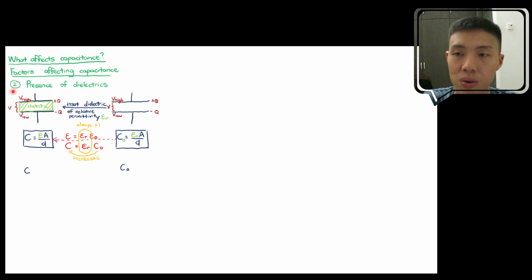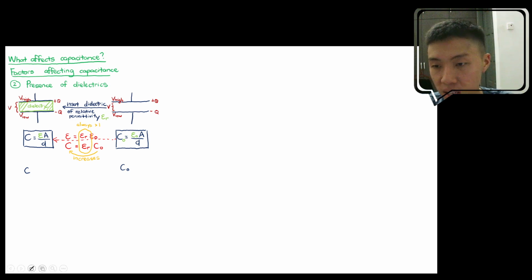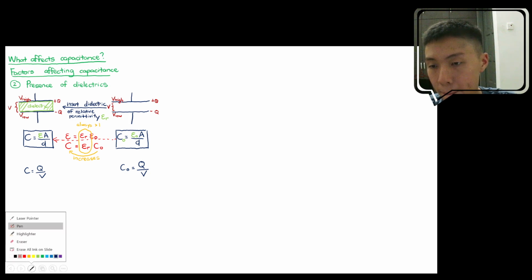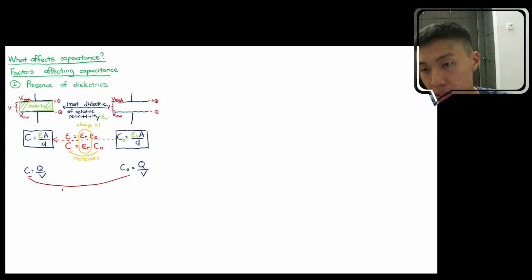But we need to know that the capacitance has already increased. So we know that C is equal to Q over V. This is what we have known from the previous video. C is the ratio of charge stored to the potential difference across the plate. So if we know that C has increased, what will happen to the Q? Does it mean it increases?